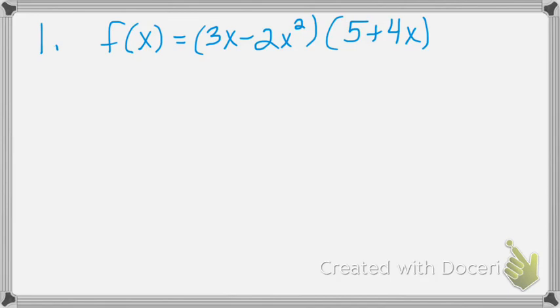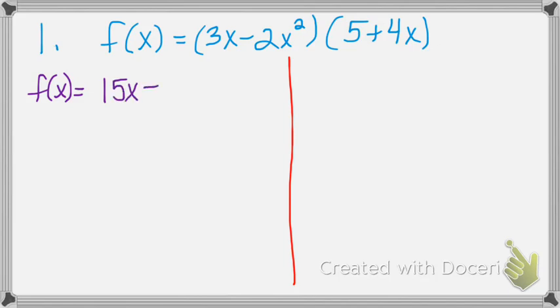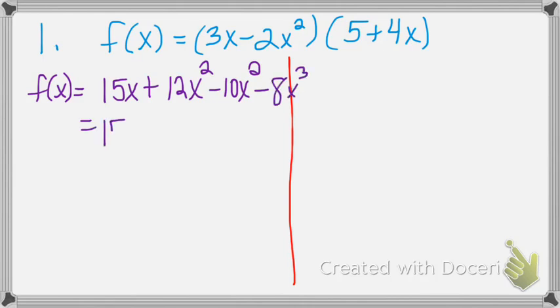So we're going to look at this problem. There's actually two ways that you can solve it. I'm going to do it as if we didn't know the product rule first, and then I'm going to do the product rule to show you how it's different. So you could have done this without knowing the product rule by just simplifying first, like multiplying it out. You get 15x plus 12x squared minus 10x squared minus 8x to the third. And if I simplify that, that's 15x plus 2x squared minus 8x to the third.